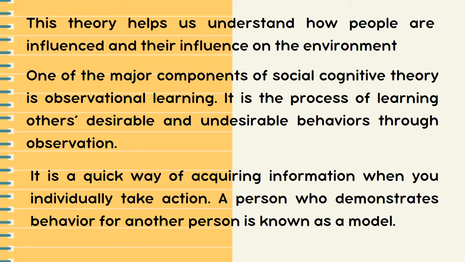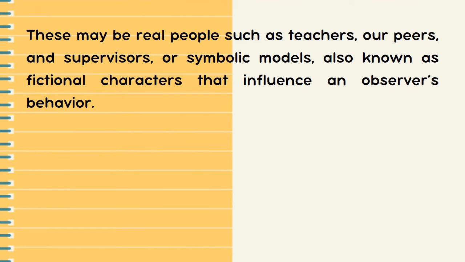A person who demonstrates behavior for another person is known as a model. This may be real people such as teachers, our peers and supervisors, or symbolic models, also known as fictional characters, that influence an observer's behavior. Observational learning teaches people both positive and negative behaviors.